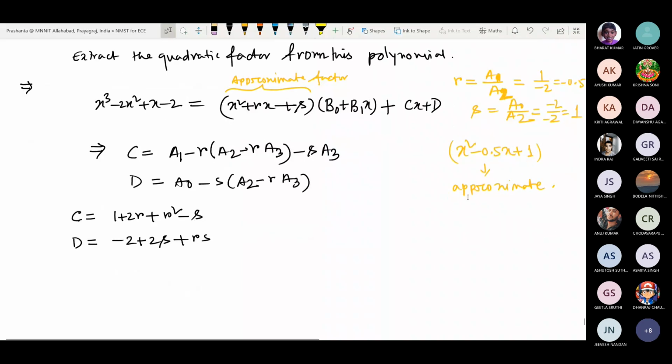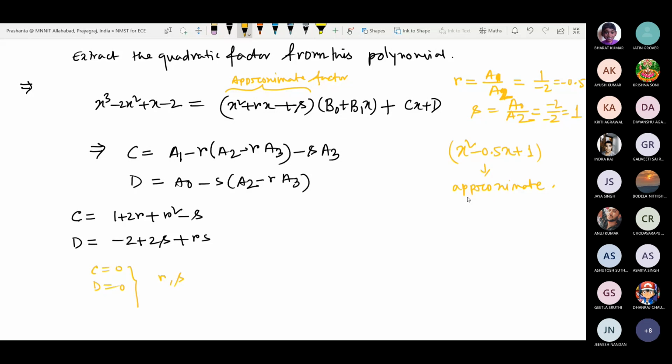Now, while we do the calculation, we have taken the approximate factor as x square plus R times x plus S, and doing so we have obtained C equals to this, D equals to this. So when this x square plus Rx plus S will be the exact factor? If you solve C equals to 0 and D equals to 0 simultaneously, whatever values of R and S you get, those values in x square plus Rx plus S will give you the exact factor.